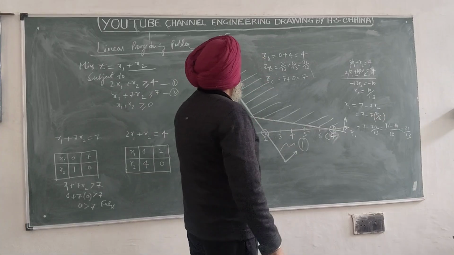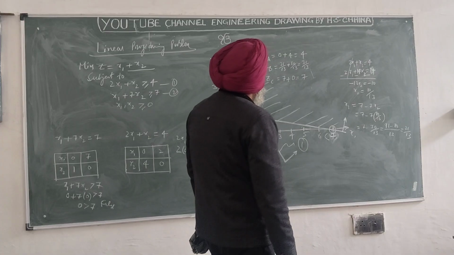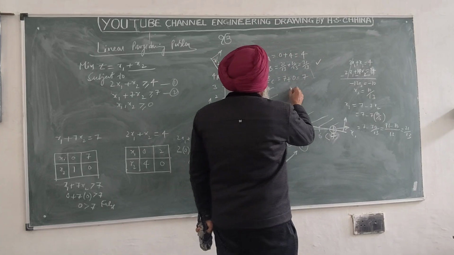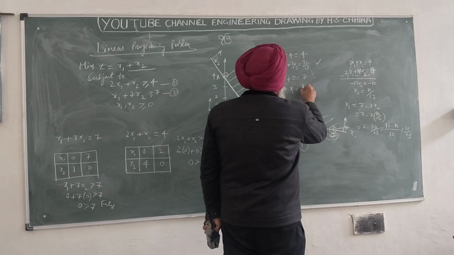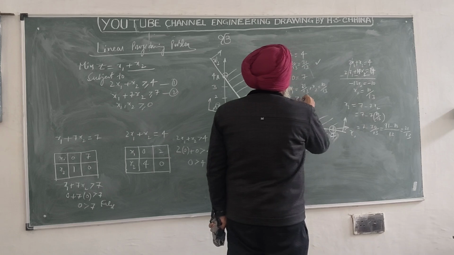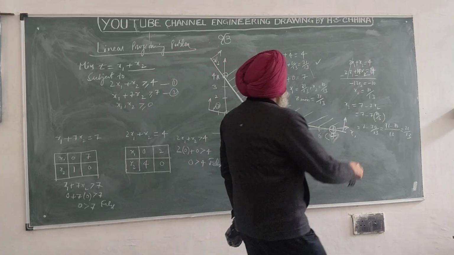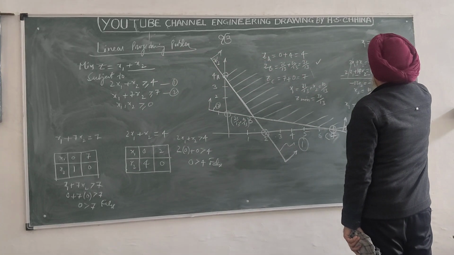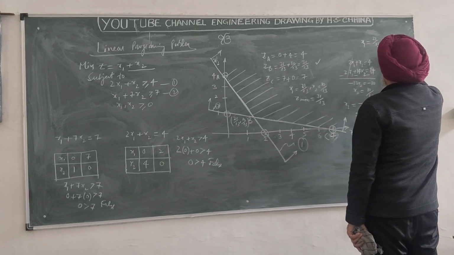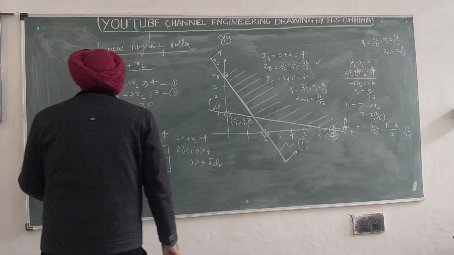So out of the 3, this is the minimum value, because if I divide 31 by 13, it is 2 point something, which means this is the minimum value. So the results are x1 is 21 by 13, x2 is 10 by 13, and z minimum is 31 by 13. So I put it here: x1 is equal to 21 by 13, x2 is equal to 10 by 13, z minimum is 31 by 13. Now we'll solve the same problem with the other method.